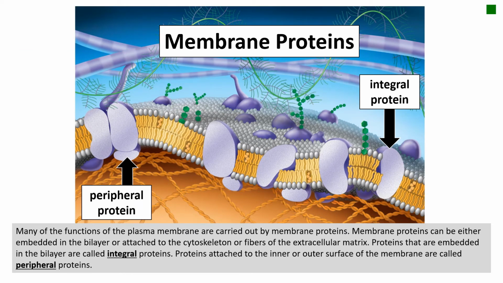Many of the functions of the plasma membrane are carried out by membrane proteins. Membrane proteins can be either embedded in the bilayer or attached to the cytoskeleton or fibers of the extracellular matrix. Proteins that are embedded in the bilayer are called integral proteins. Proteins attached to the inner or outer surface of the membrane are called peripheral proteins.